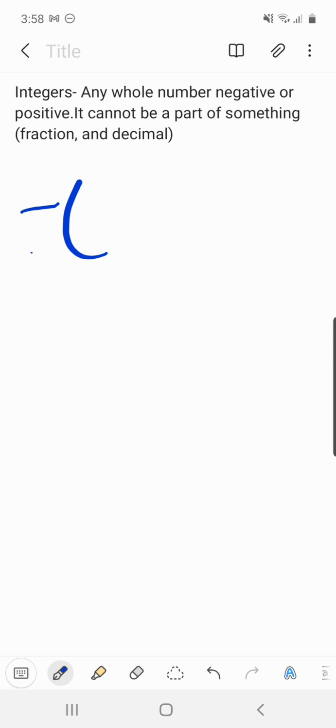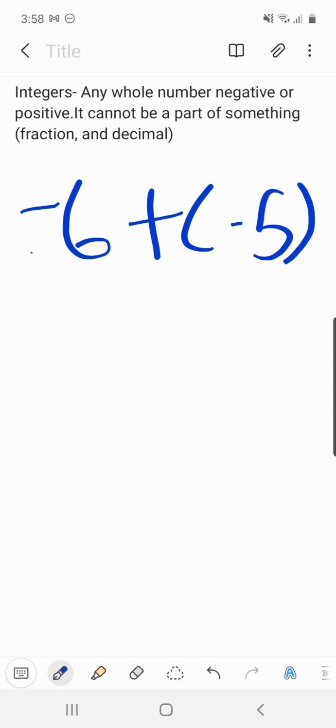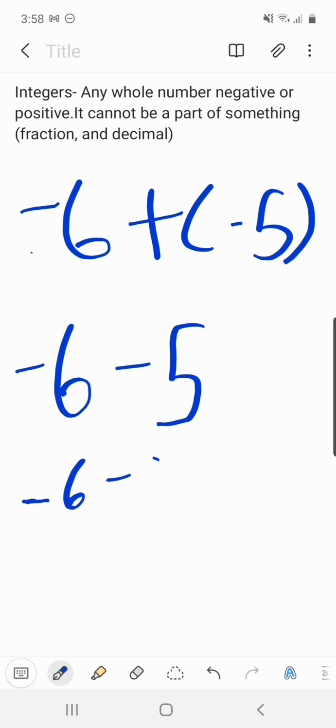Negative 6 plus negative 5. After this, we're going to do a word problem. So, this is going to be the same as negative 6 minus 5. So, negative 6 minus 5 equals blank. We do not know what it equals.